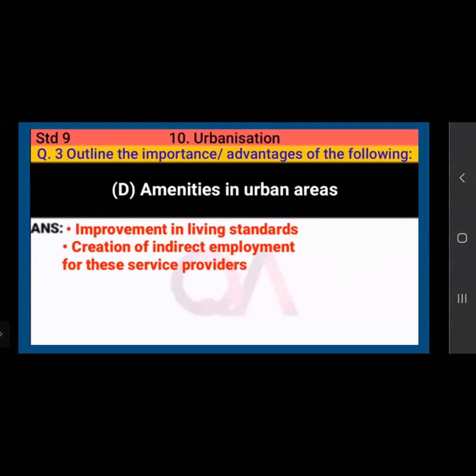Creation of indirect employment. Creation of indirect employment means employment is not given directly, but because of the amenities provided in the cities, they can get employment with these service providers. Those who provide the services require people to work there. So almost what happened is that employment is created.